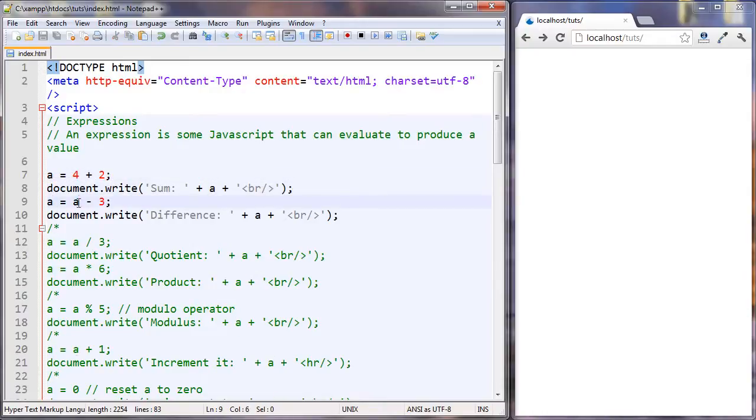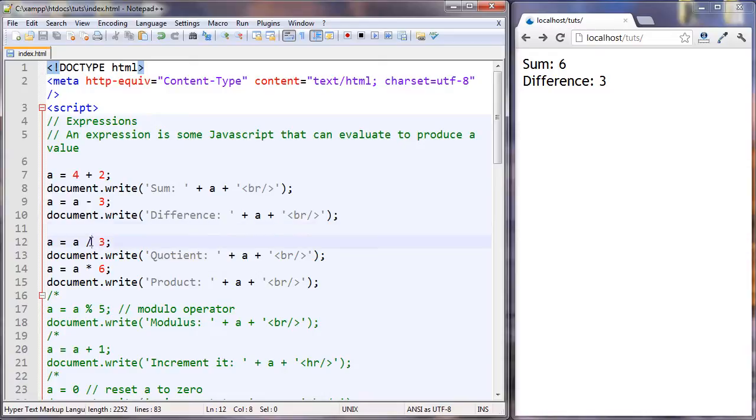And then A is set to A minus 3. So here A is going to be 6, so here A is going to be 6 minus 3, which is 3. Let's take a look at that. Okay, so this is the addition operator, and this is the subtraction operator. And let's look at some more.